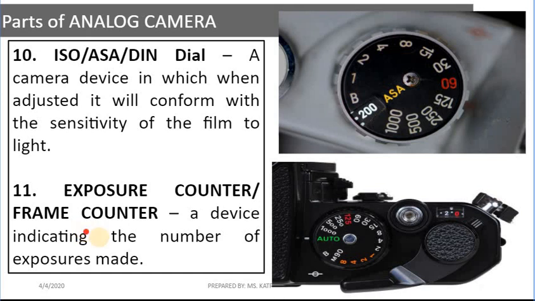So, this is a device indicating the number of exposures made. Kasi, di ba, sabi ko nga sa inyo, yung mga binibili nating film, merong 25 shots lang, 35 shots, 37 shots. So, ito yung exposure counter natin. So, binibilang niya nakakailang take ka na, or nakakailang frame ka na, or slide ka na, na nagamit within your film. Ito siya. Usually, located siya dito sa ating film advance lever.